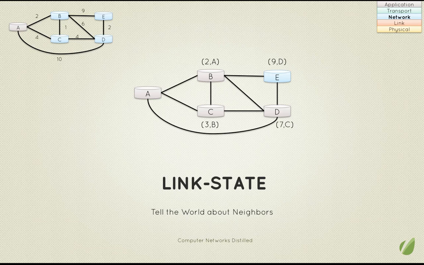Finally, we choose E. E doesn't have any connected nodes, so now we're done with E. We've checked the whole graph, and we found the least cost path. By working backwards through these predecessor nodes that we've stored, we have found that the path from A to B to C to D to E is the least cost path from A to E.